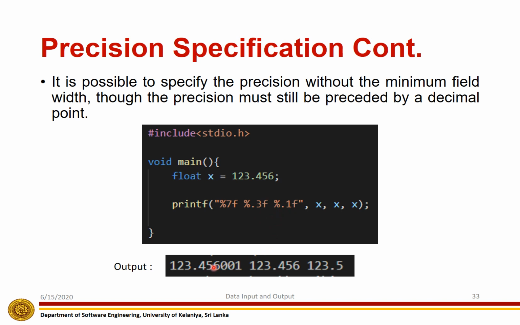The precision specification is here. The output is the same as the last example, but in here you can see the third number does not have multiple leading blanks, since there is no minimum field width that must be satisfied, so it only has the normal blank and the precision specification. In all other aspects, however, the output is the same.